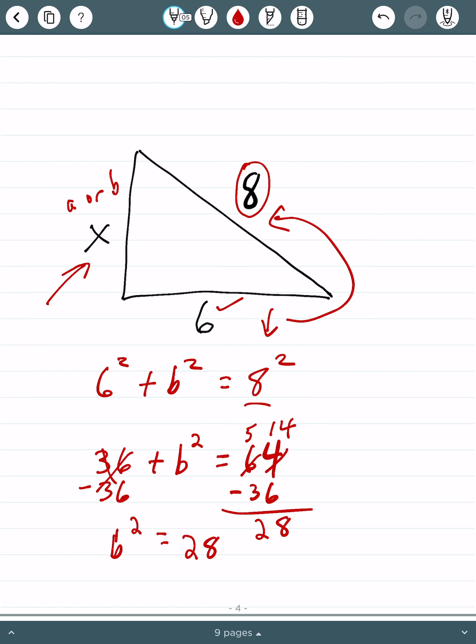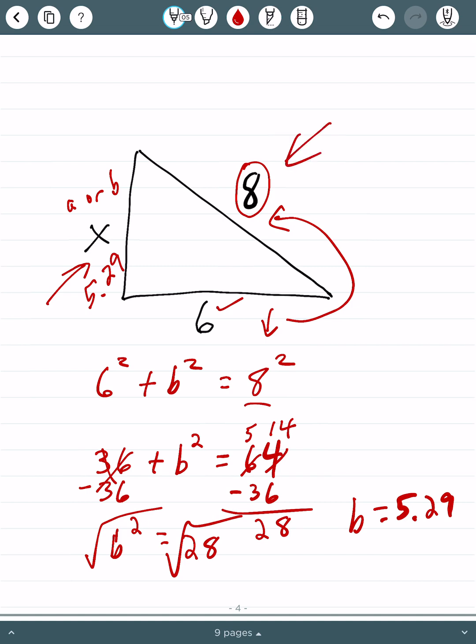Now I'm not going to try to do this one in my head. So I'm going to do 28 square root, and B equals 5.29. So 5.29 is that side. And notice what the longest side is. The hypotenuse, it's always going to be the longest side, because 8 is bigger than 6 and 5.29.